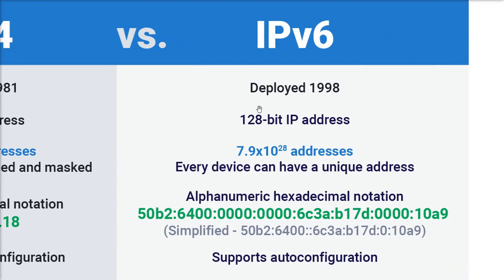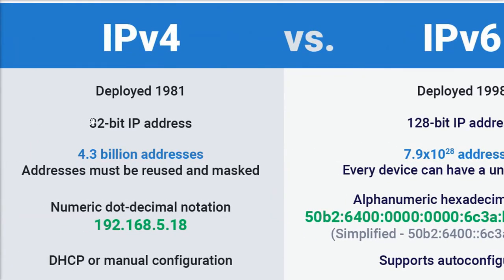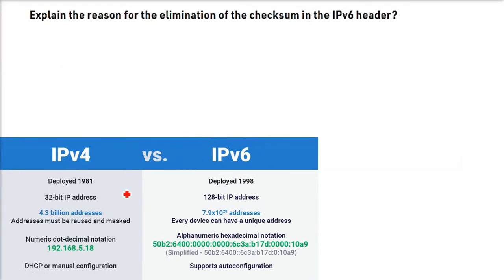Here we have IPv6, which is 128-bit. Let me tell you the numbers, how many machines each can address. For 32-bit it is 2 to the power 32 minus 1, so this will be 4.3 billion addresses. 128 is a huge number: 2 to the power 128 minus 1, that is 7.9 into 10 to the power 28 addresses. You can imagine. See, IPv4 uses DHCP or manual configuration, while IPv6 supports auto configuration.